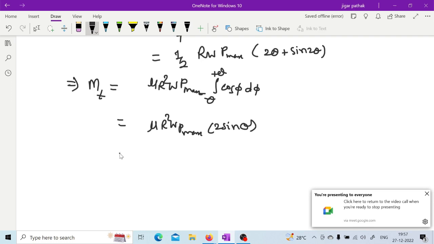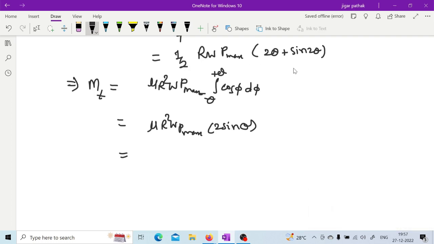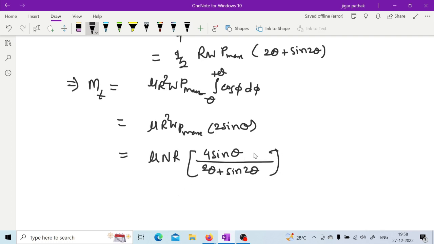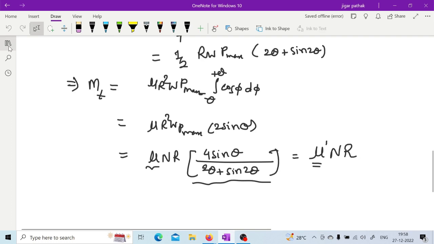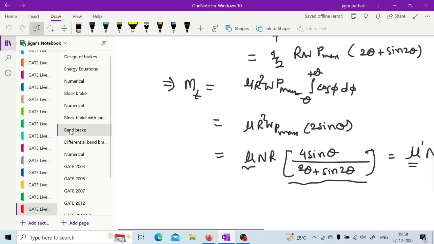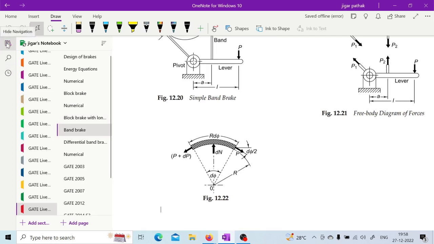Now if you write it in terms of N, that is 1 by 2 r w p max into 2 theta plus sin 2 theta, and put this value into the braking torque Mt, then you can write mu N r into 4 sin theta upon 2 theta plus sin 2 theta. Finally you can write it as mu dash N r. Mu dash is the equivalent coefficient of friction, represented by the multiplication of these terms. This is how you get mu dash when you are considering a long shoe. With this explanation of the long shoe, we can go to the band brake.